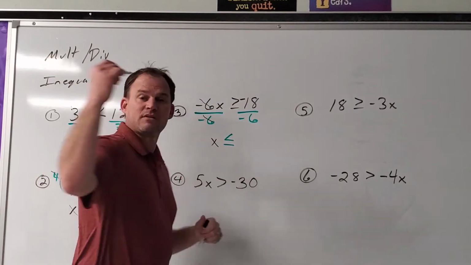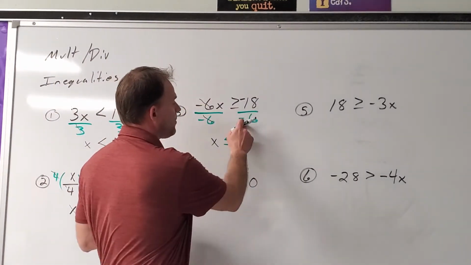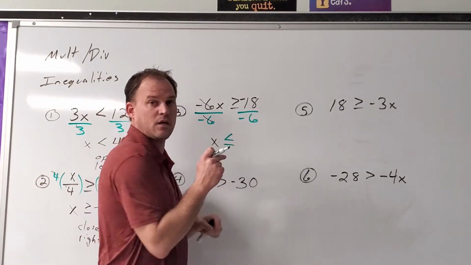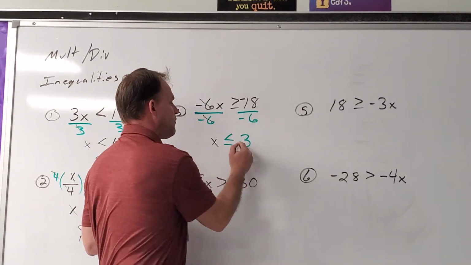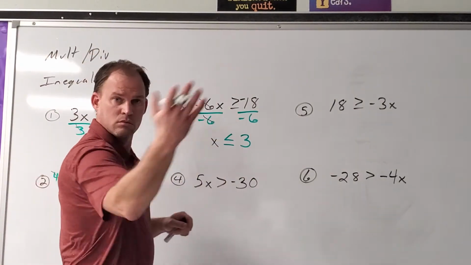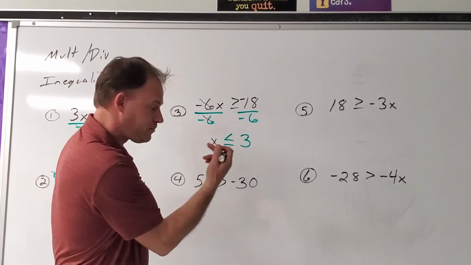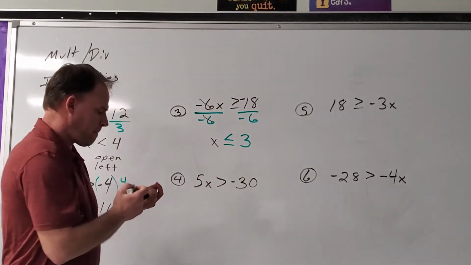Negative 18 divided by negative 6, it doesn't matter what this answer is here. It doesn't matter what the sign of the number on top is. If the number on bottom is negative, flip the inequality. So this comes out to be positive 3, and then we can graph our answer. Okay? Open or closed? Closed. Left or right? Left.